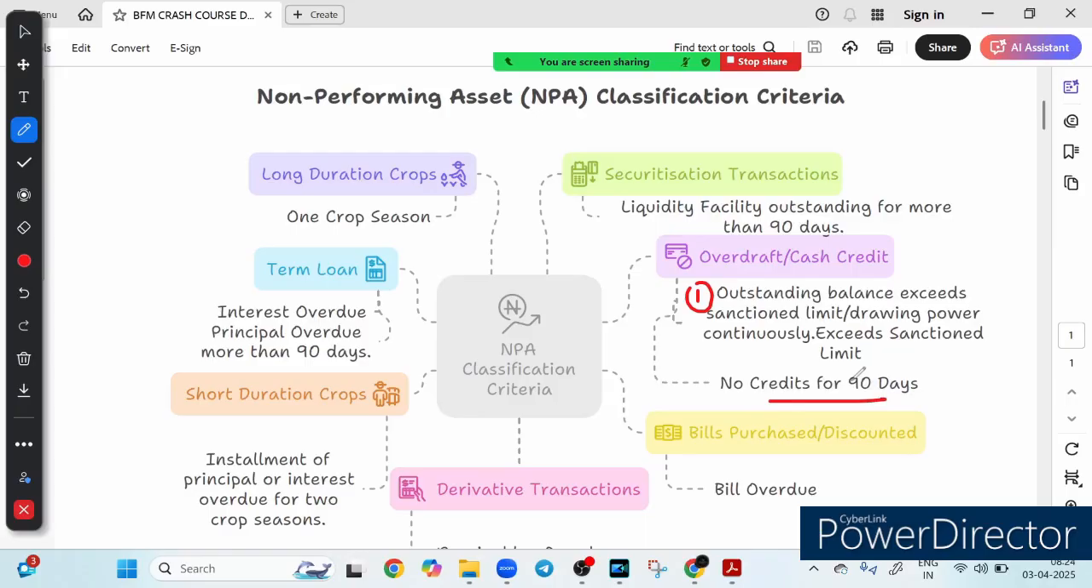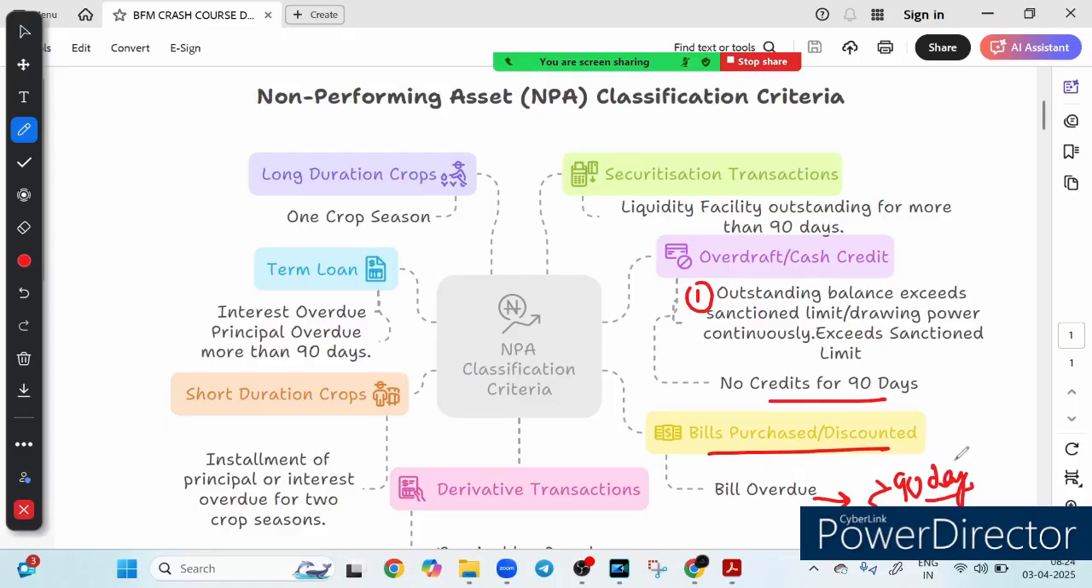Then we have bill purchase or bill discounted. So let me show you where it is written. Yes, bill purchase and bill discounted. Remember, if the bill remains overdue and unpaid for more than 90 days, in that case, suppose it is a discounted loan, then also it becomes a part of NPA.